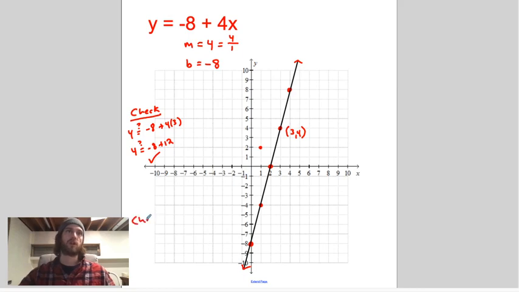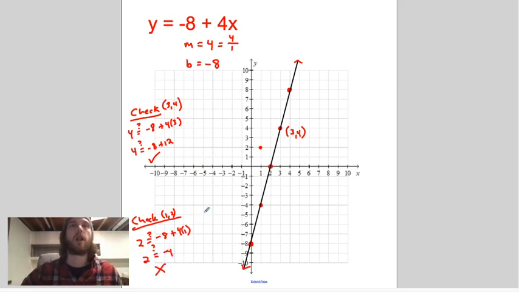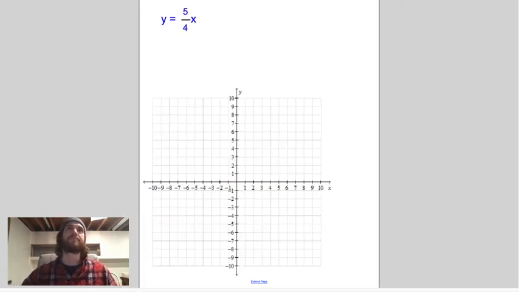So we can check 1, 2. That was checking 3, 4. If you check 1, 2 and plug that in, is 2 equal to negative 8 plus 4 times 1? No, that's not. 2 is not equal to negative 4. Okay, not on the line. Cool. That's going to come into play later. All right, let's take a look at the next one.